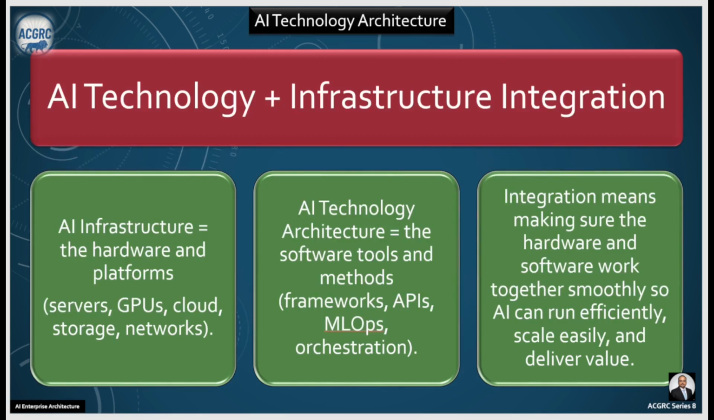AI infrastructure is actually the hardware and the platform. These are servers, GPU, cloud, storage, networks, etc. The AI technology is the software tools and methods, the frameworks, the APIs, MLOps, orchestration, etc. Integration means making sure the hardware and the software work together smoothly so AI can run efficiently, scale easily, and deliver value.